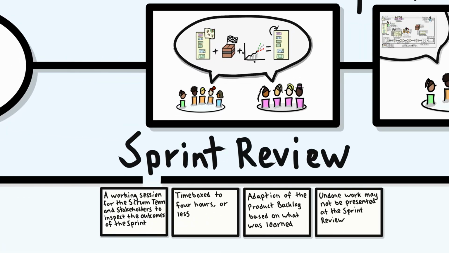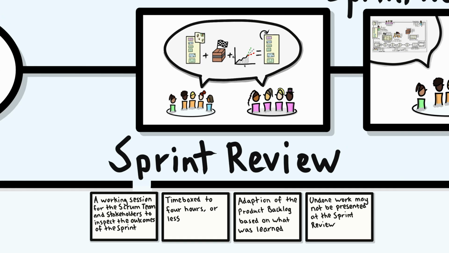The next to last event is the sprint review, where the Scrum team collaborates with the stakeholders to inspect the outcomes of the sprint and adapt the product backlog. The sprint review is time boxed to 4 hours or less. It is a working session where the Scrum team and stakeholders share and learn together about where they are now and where they think they should go next. No undone work may be presented at the sprint review.